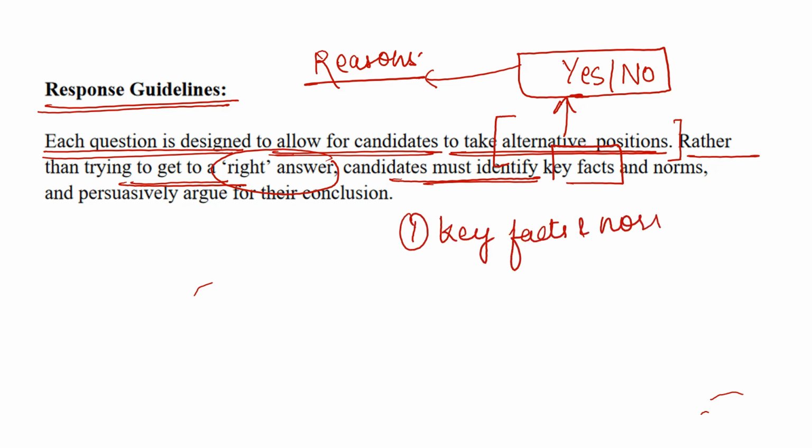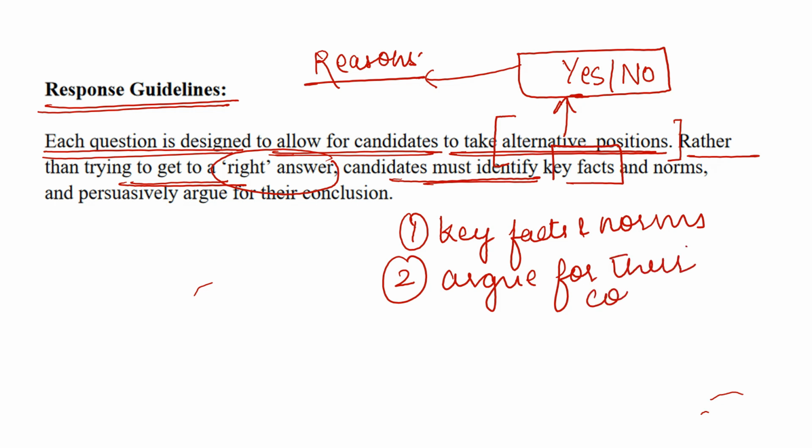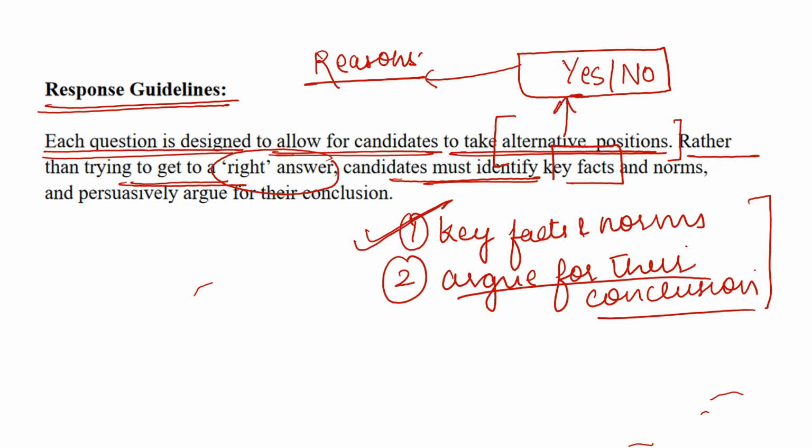You need to identify key facts and norms. Number two is argue for their conclusion. Whatever conclusion you are arriving at, you need to argue for that. That's what lawyers do. You have to find facts, you have to argue for what you are saying. Now if you are saying yes, you can sue the authorities, or yes, you can sue the authorities as well as the people who are not wearing the mask, why do you think so? So you have to cull out the facts from the problem that is given, and then you have to argue for the conclusion.